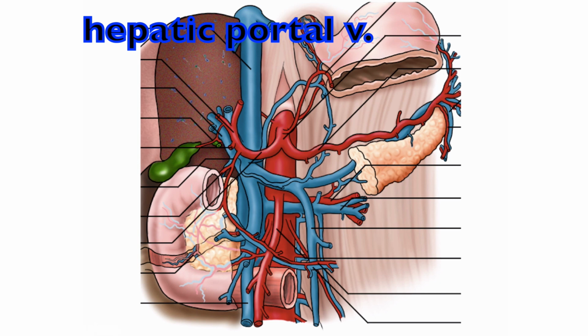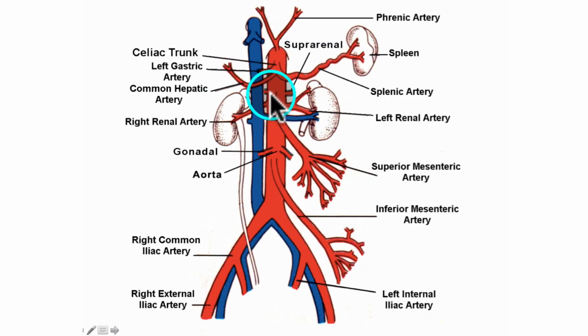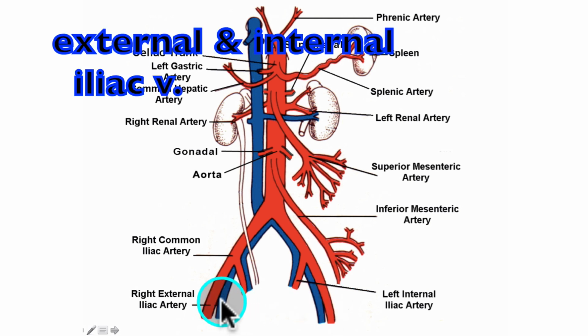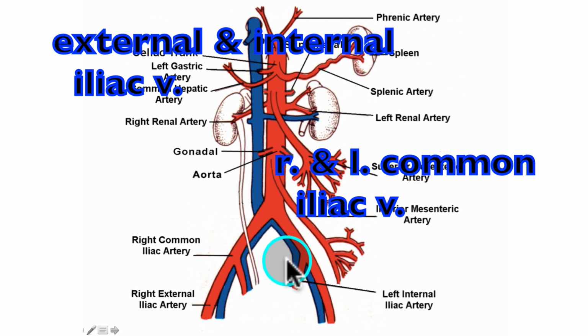up to the heart, and into the general systemic circulation. Here's another view of all of this: celiac trunk, superior mesenteric artery, inferior mesenteric artery, gonadal arteries, right common iliac, left common iliac arteries, external iliac artery, internal iliac artery, and same on this side. We can see the same with the veins: right external iliac vein, right internal iliac vein, right common iliac vein, left common iliac vein, left internal iliac vein, left external iliac vein. The two common iliac veins will drop their blood into the inferior vena cava.